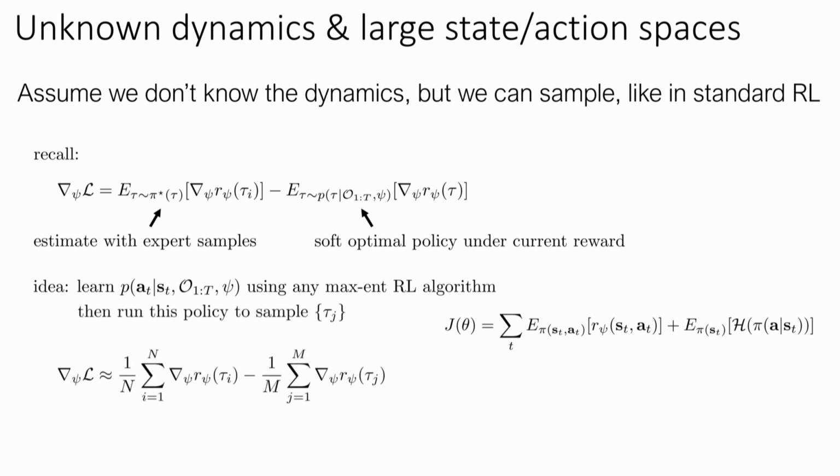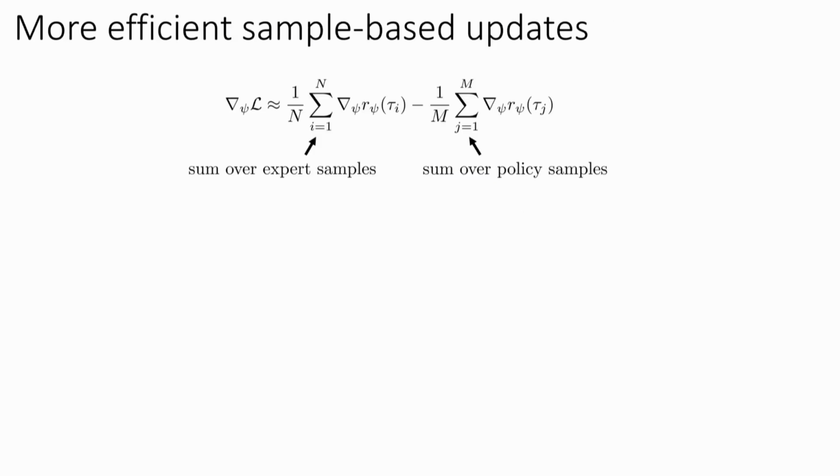So, this is our RL objective, the maxent RL objective. You can do policy gradient on this, get back a policy, take samples, and estimate this using samples. Okay. So let's think about more efficient sample-based updates.